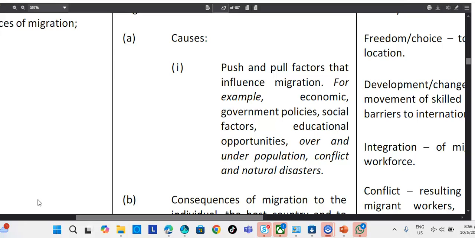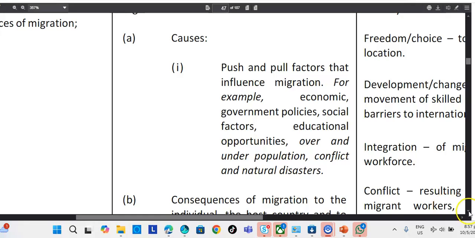Now, when we look at pull factors, we are looking at high wages, high standard of living, many educational opportunities, low levels of crime, attractive social security benefits, employment opportunities. What are some of the good things that are happening in the other countries that would pull you to those countries to migrate? We call those pull factors.